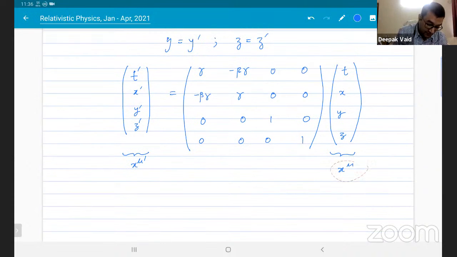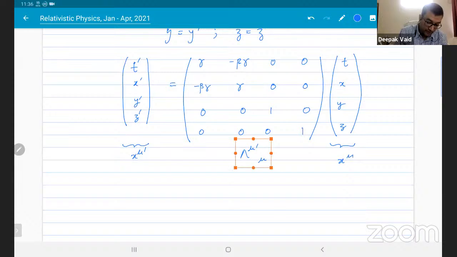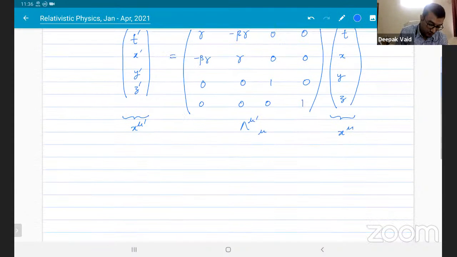So this is a mu and this is mu prime. And so this is a matrix, a 2 by 2 matrix, right? So I'll write this as lambda. And this lambda will have two indices. What are those two indices? One index has to be mu prime for this guy, and one index has to be mu for this guy, right? And note the way in which I'm writing these indices. This is very important.